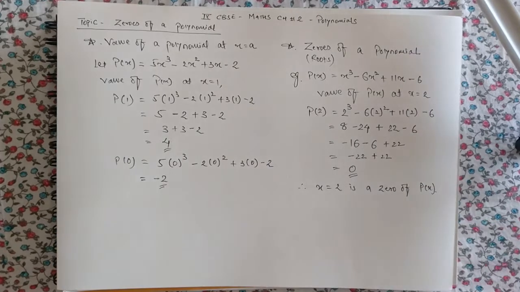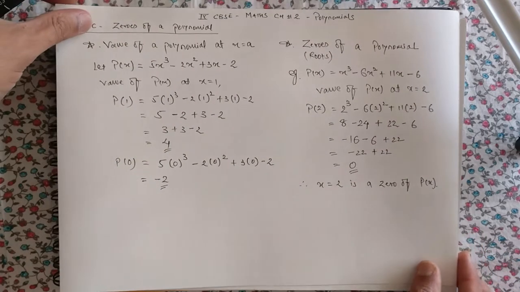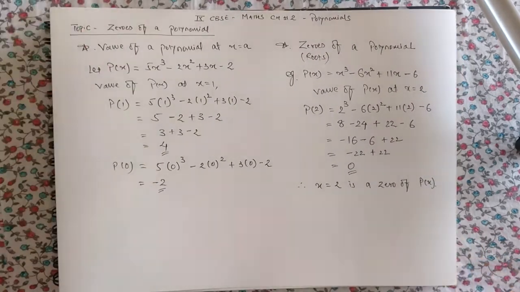Now you don't write the word polynomial. You just denote it with a name. I just told you how polynomials are named: p of x, f of x, g of x, q of x, r of x, and so on. So x is equal to 2 is a zero of the polynomial.